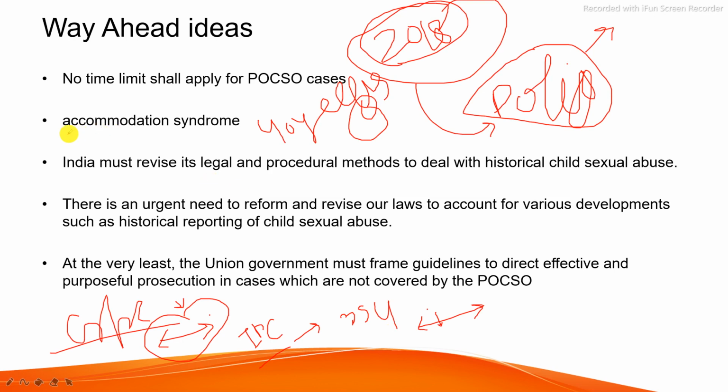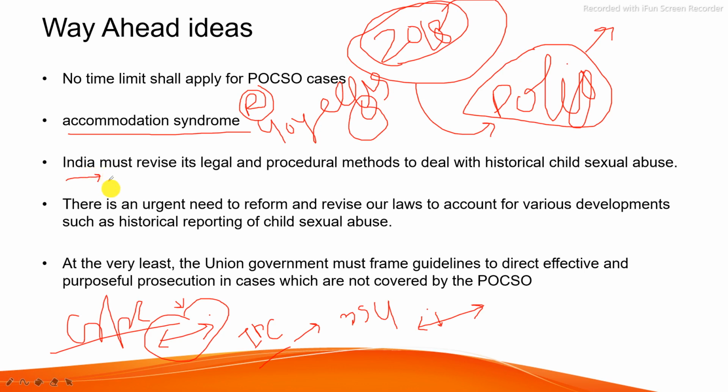Now we have the child sexual abuse accommodation syndrome. What is this term? It was developed by Roland C. Summit. And what is this syndrome all about? When a child keeps the secret within herself or himself because of fear, or because no one is going to trust him or her, that is why a child keeps the secret. This particular behavior is known as accommodation behavior.